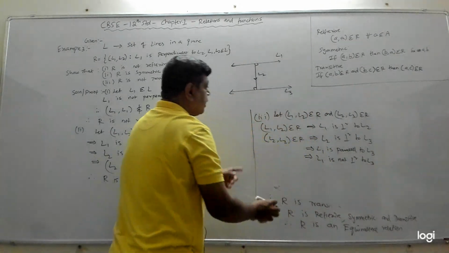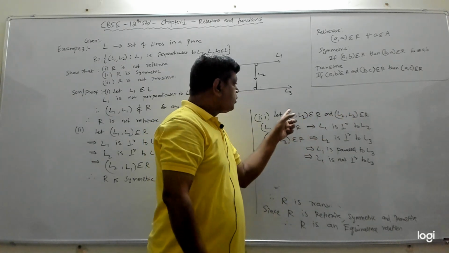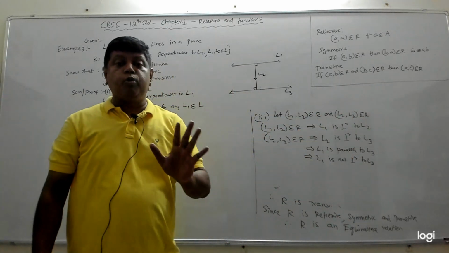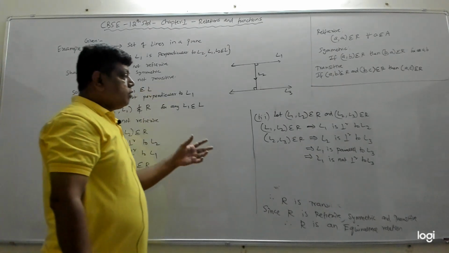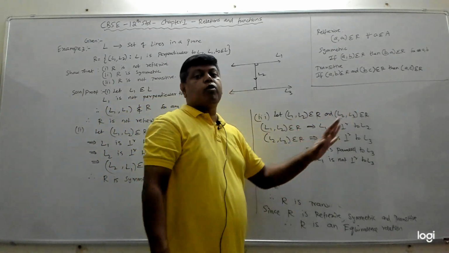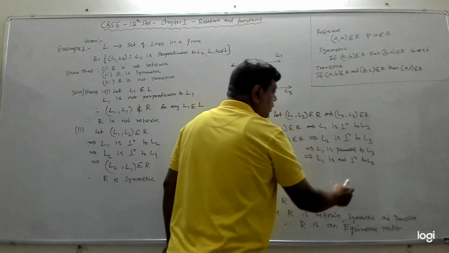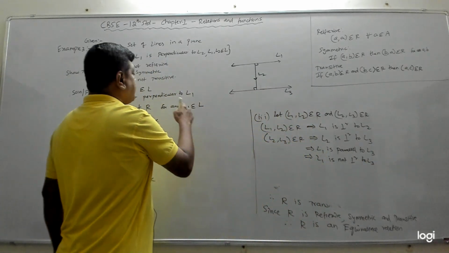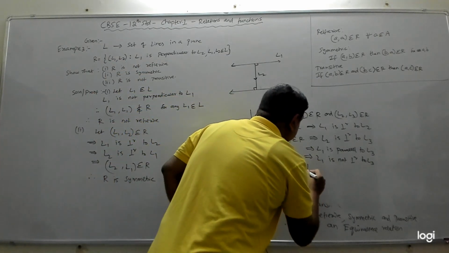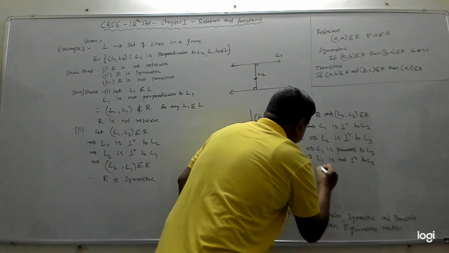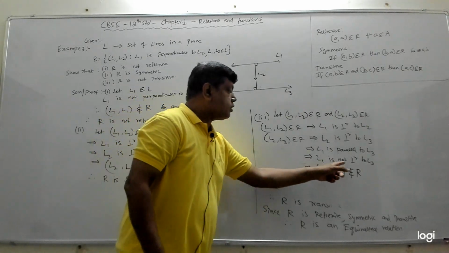For L1 comma L3, what we have to do is check: if L1 comma L2 belongs to R and L2 comma L3 belongs to R, we should prove L1 comma L3 belongs to R. If you prove that, it becomes transitive, but here we should prove that it is not transitive, which means we should prove that L1 comma L3 does not belong to R. This is true because L1 is not perpendicular to L3. If L1 is not perpendicular to L3, then L1 is not related to L3, so L1 comma L3 does not belong to R.